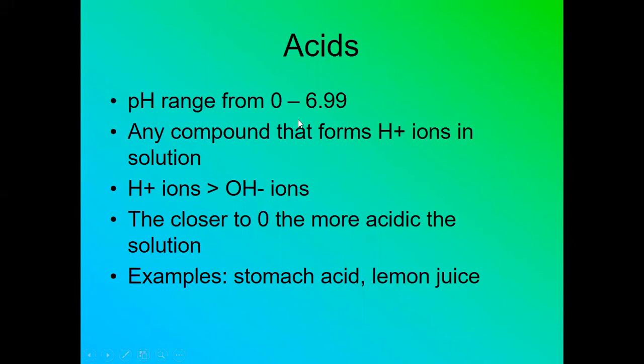Acids. Acids range from a 0 to a 6.99 on the pH scale. They are solutions that have more H plus ions, in other words, more H plus ions than OH minus ions. The closer you get to the number 0, the more acidic the solution. This is going to be stomach acid or lemon juice.